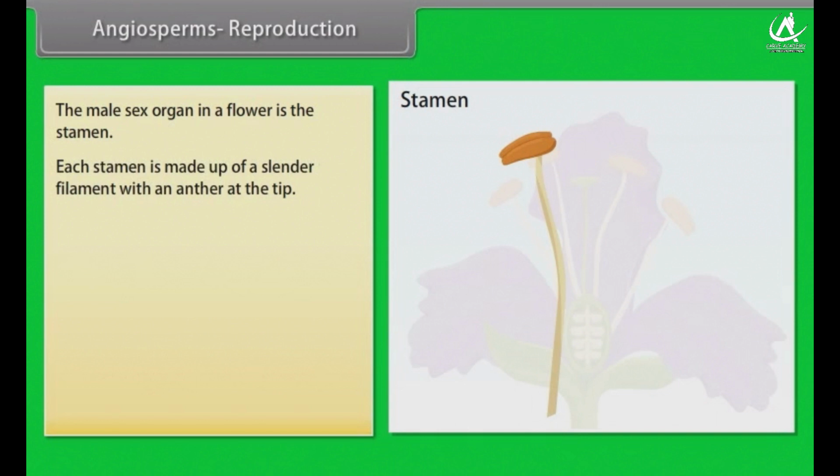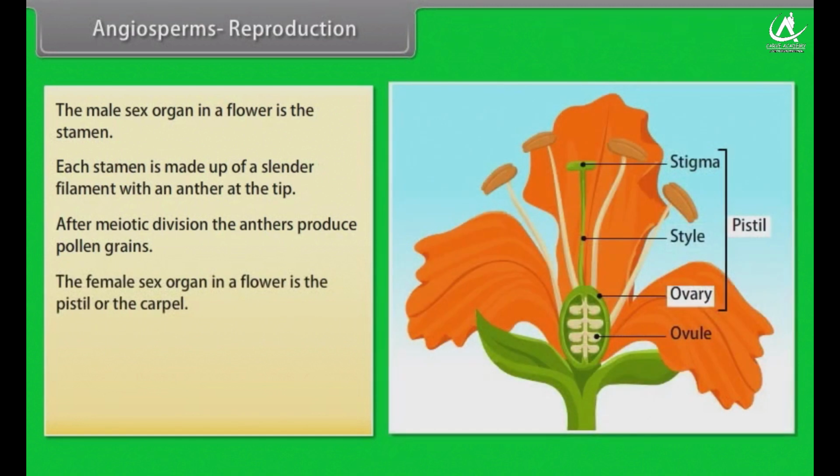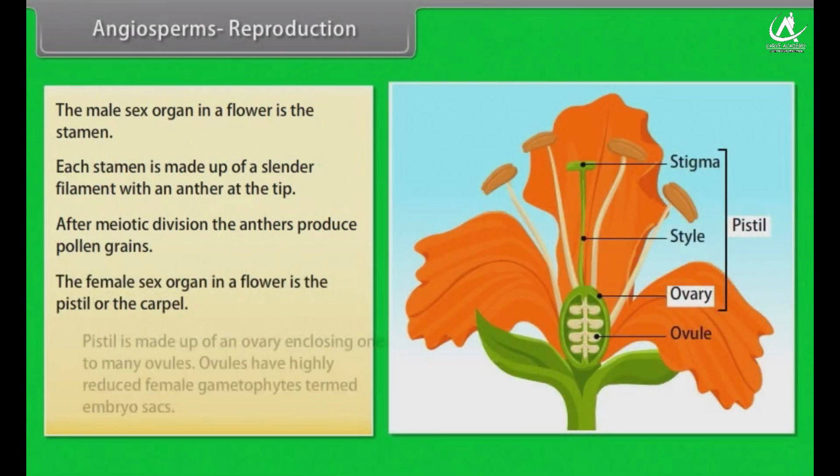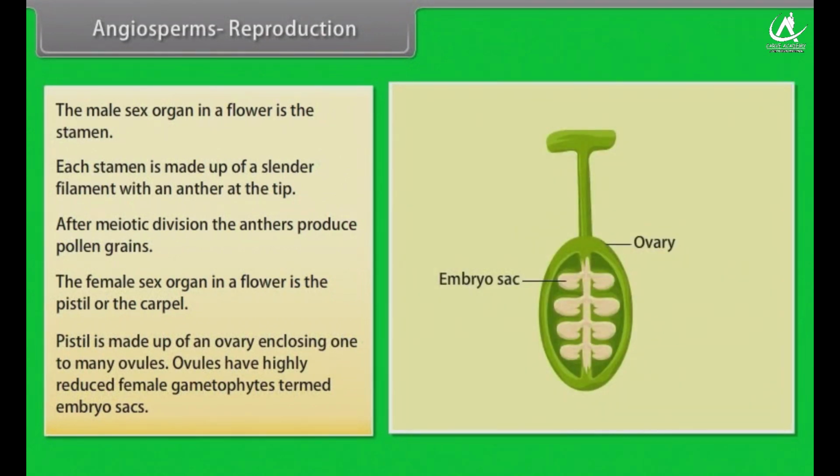Each stamen is made up of a slender filament with an anther at the tip. After meiotic division, the anthers produce pollen grains. The female sex organ in a flower is the pistil or the carpel. Pistil is made up of an ovary enclosing one to many ovules.